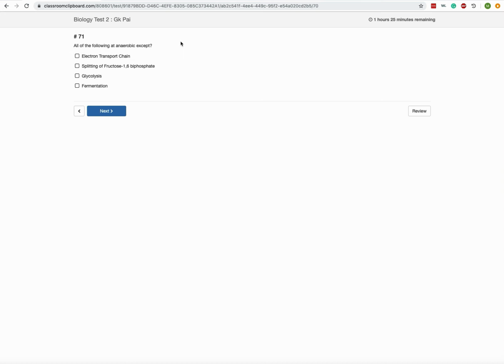All the following are anaerobic except the electron transport chain. Like I just said, oxygen is the final electron acceptor, and anaerobic means without oxygen, so it's the electron transport chain because it's aerobic, not anaerobic.